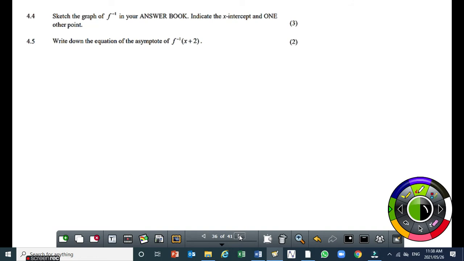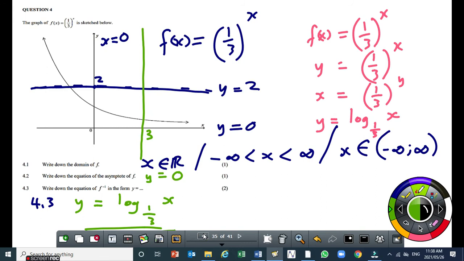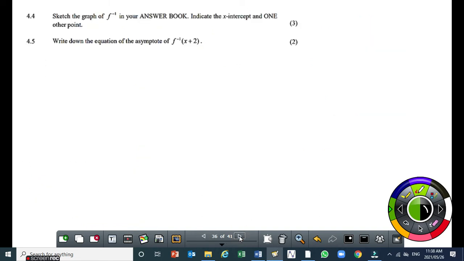Like 4.4 is the sketch now. To sketch it, remember, the base here is between 0 and 1. So it's a decreasing function, and its asymptote will be the y-axis. So it starts from the top, it has an x-intercept at x equal to 1, then it goes down like that. So when you sketch it for 4.4, you must get something like this.